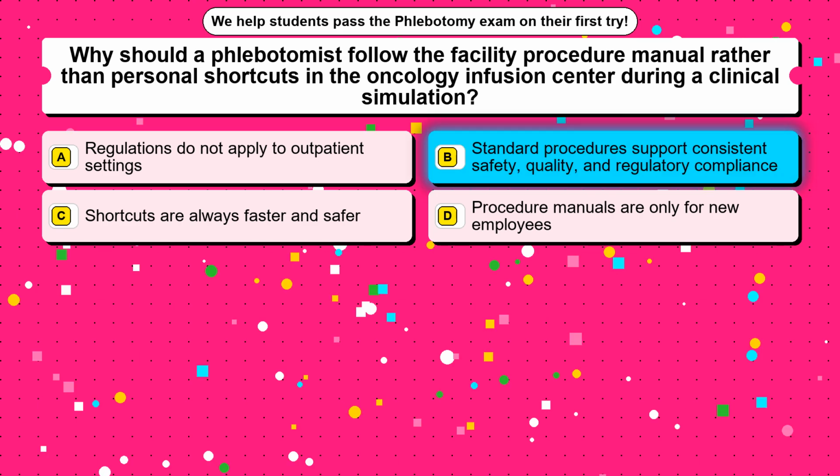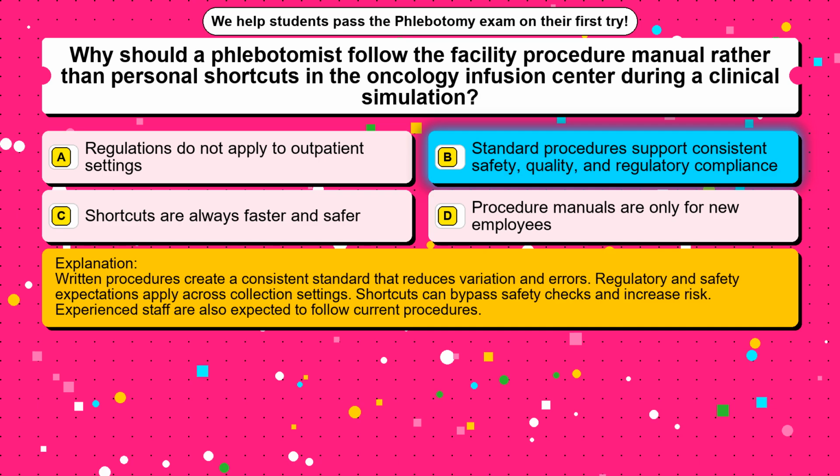The correct answer is option B. Standard procedures support consistent safety, quality, and regulatory compliance. Written procedures create a consistent standard that reduces variation and errors. Regulatory and safety expectations apply across collection settings. Shortcuts can bypass safety checks and increase risk. Experienced staff are also expected to follow current procedures.